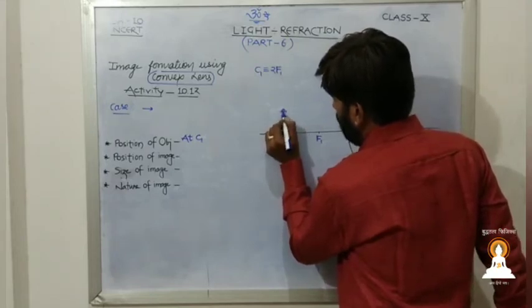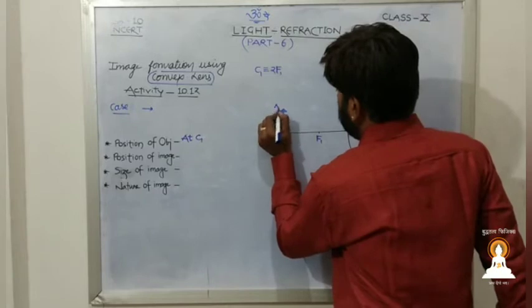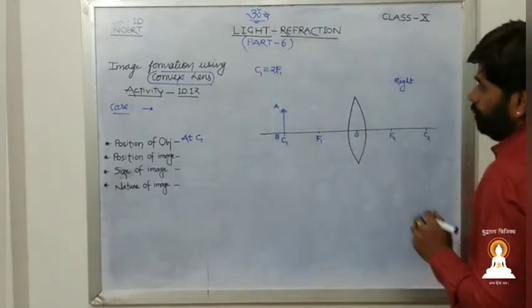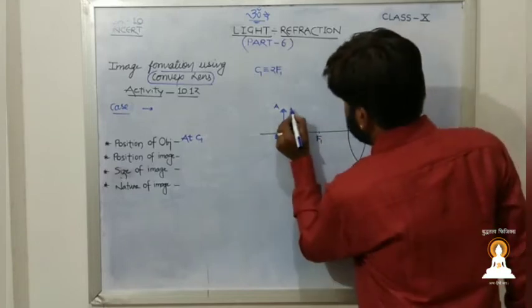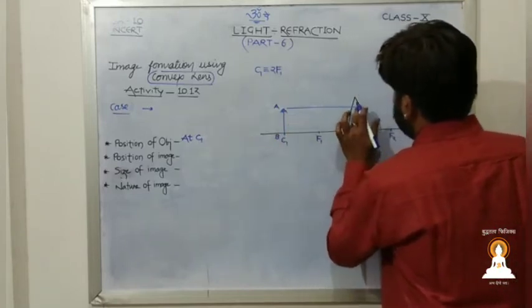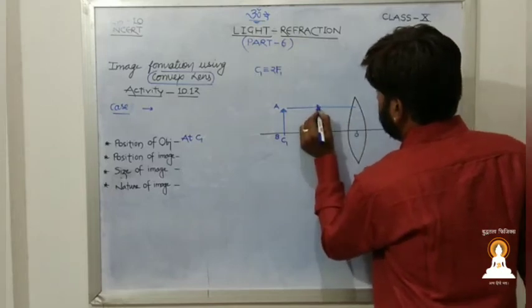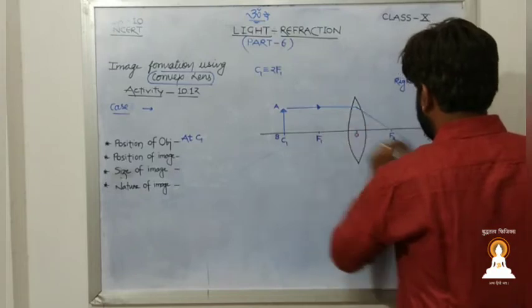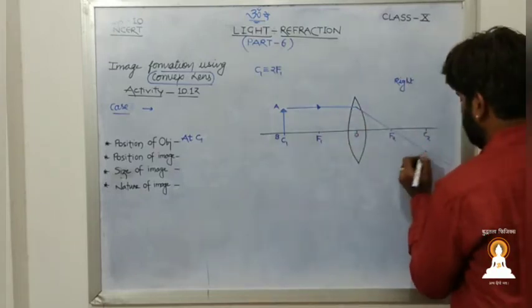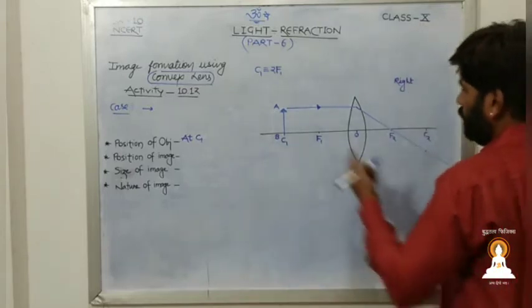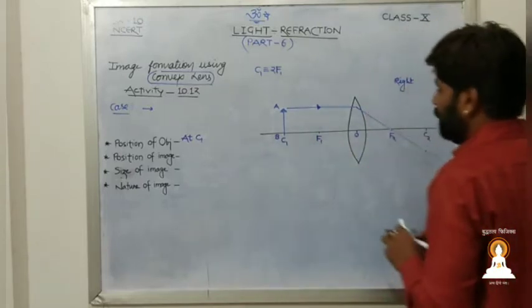As I have already told you, you should take object height as 2 lines of your ruled page, which will be named as A and B. Now when a light ray incident over the lens is parallel to the principal axis, just after refraction it will pass through the focus. And you may apply rule number 2. Let us apply rule number 2.